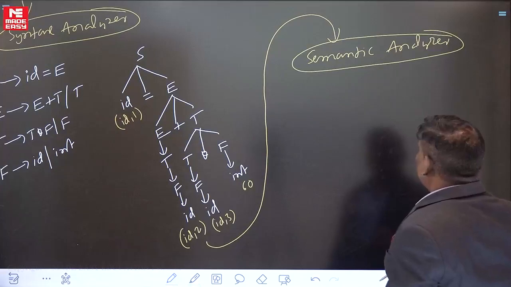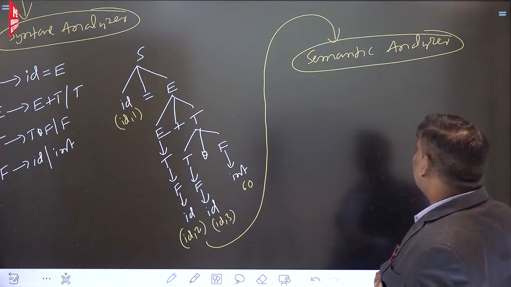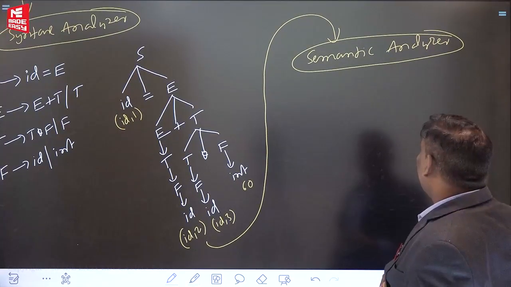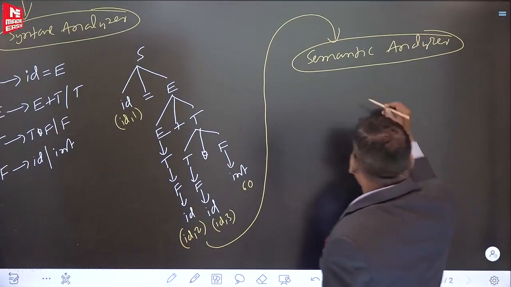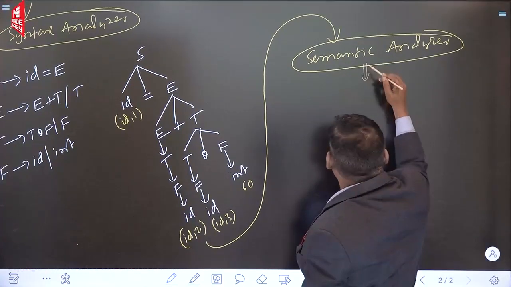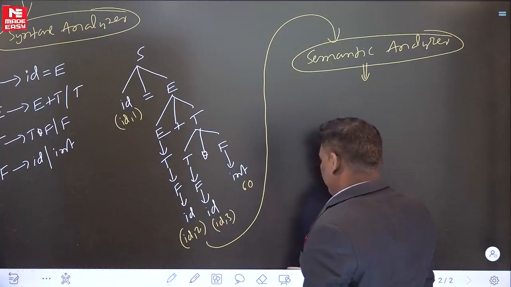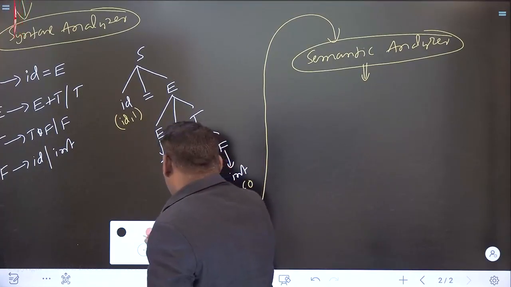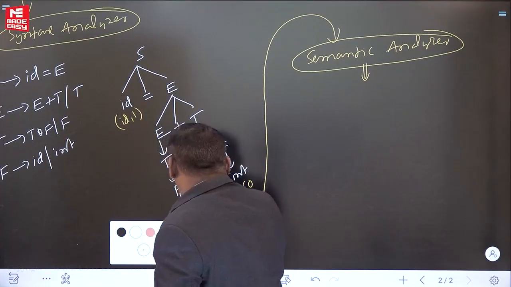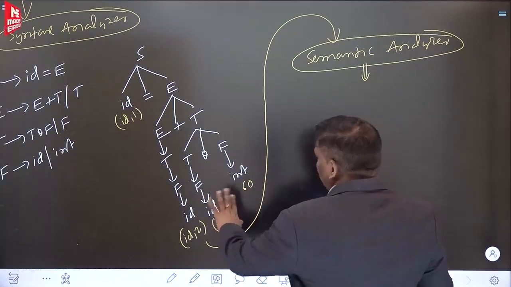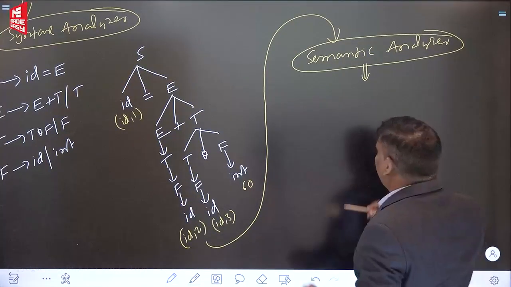To the semantic analyzer, the input is going to be the syntax tree. What is the output? I will explain roughly what the output is. The input is the syntax tree. Output is what? I will explain.